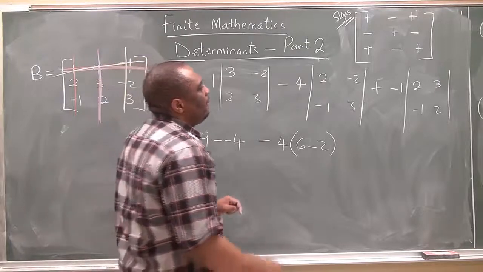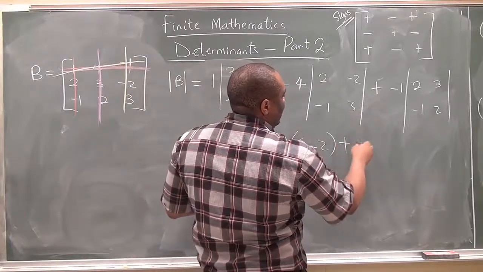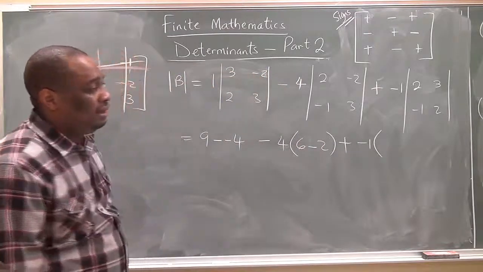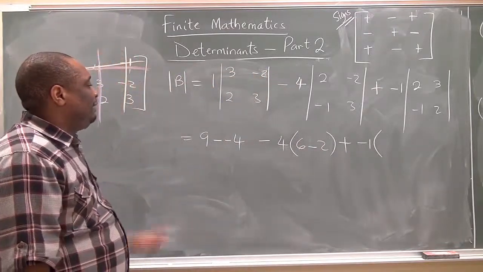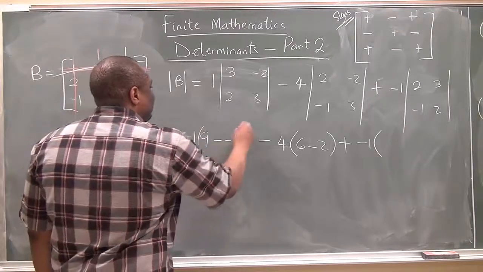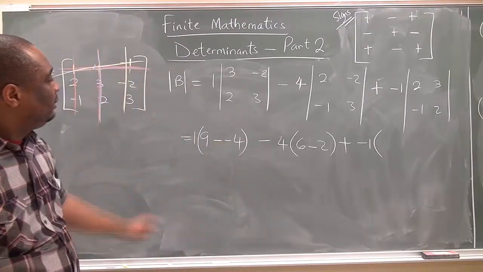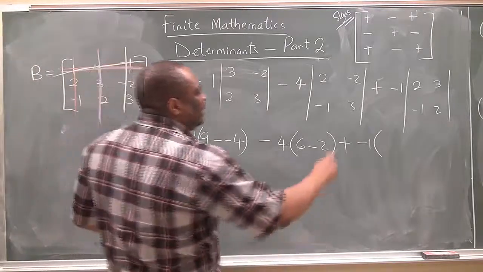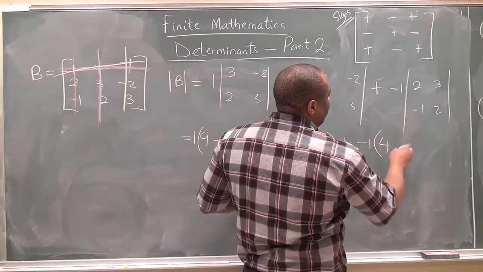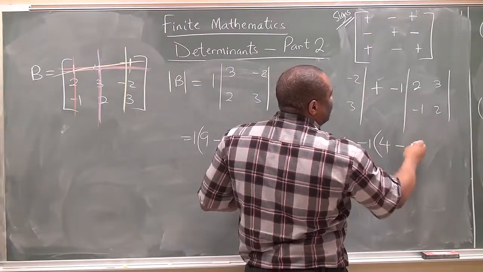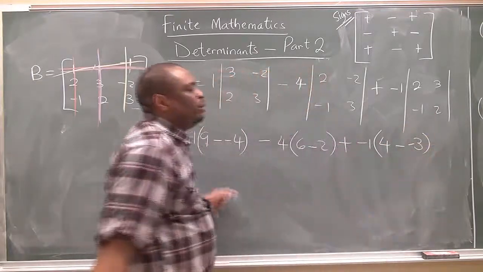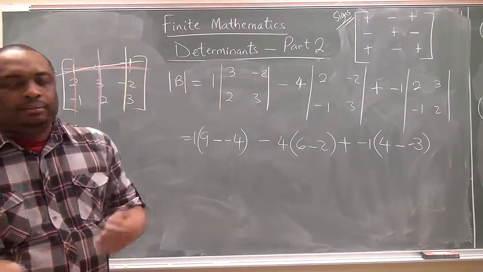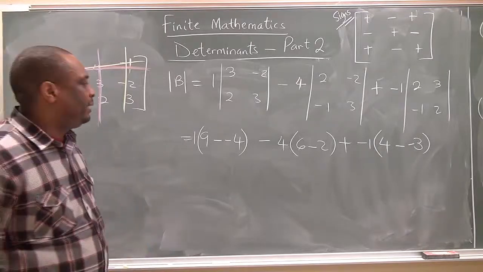Okay? Plus negative 1 times. Now, this is negative 1, I need to put it. If this will confuse you, just go ahead and put 1. Later on, you can break it up. You can simplify. Okay? So negative 1. 2 times 2 is what? 4. Minus. Minus 1 times 3 is minus 3. Some of you will not do it this way. Some of you are very good at mental math. So do it your way that you prefer.